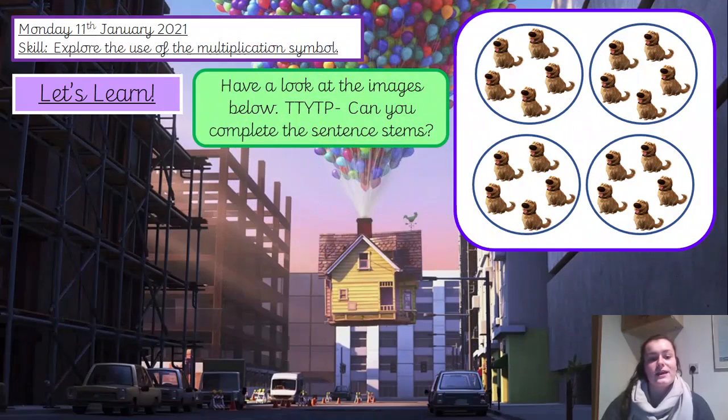Okie doke, so let's have a look at the images. It's not actually below anymore, you had to move it to fit my face in. So these images over here.